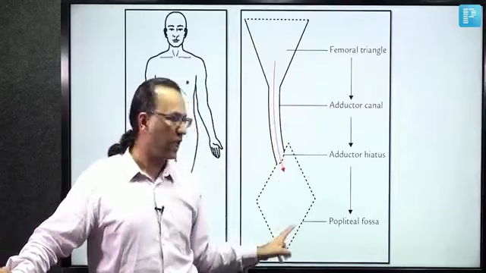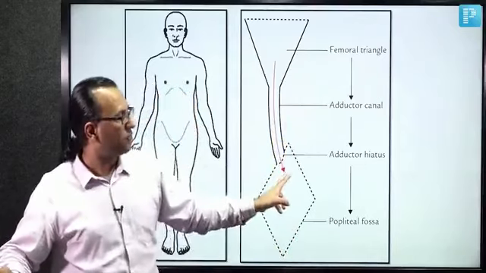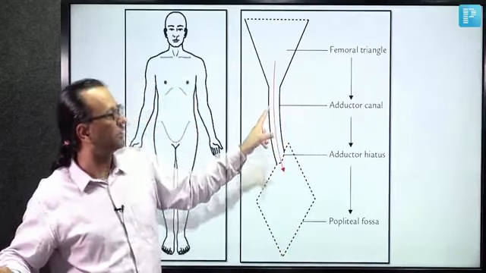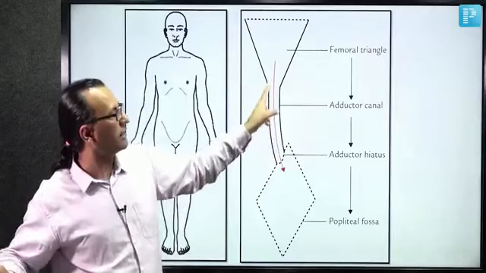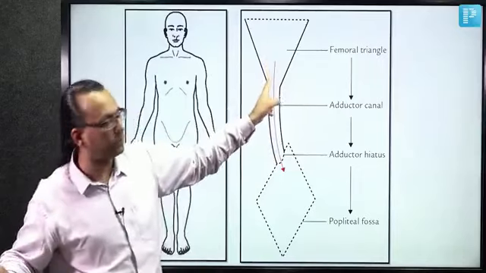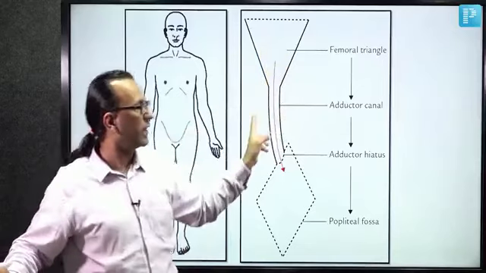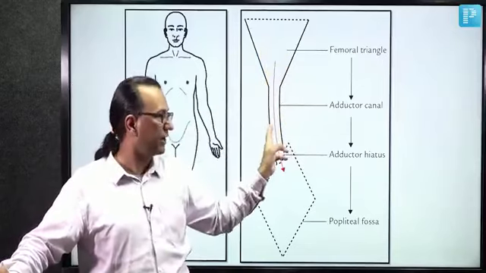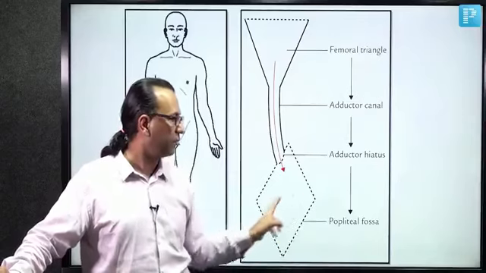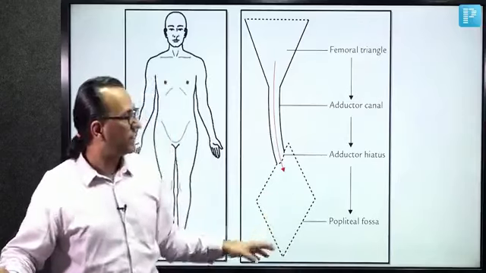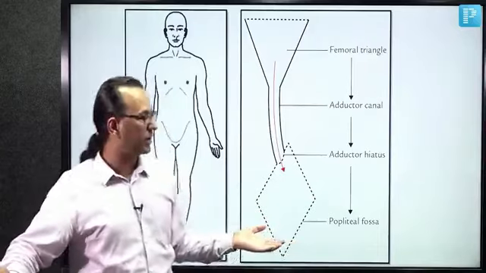In the popliteal fossa, you'll have the popliteal vein, which then becomes the femoral vein at the adductor hiatus, and then continues in the adductor canal and in the femoral triangle also. So the femoral triangle has the femoral artery and femoral vein. They also continue in the adductor canal, but in the popliteal fossa, they become the popliteal artery and popliteal vein. Now, there is an individual nerve in the three parts of the thigh.